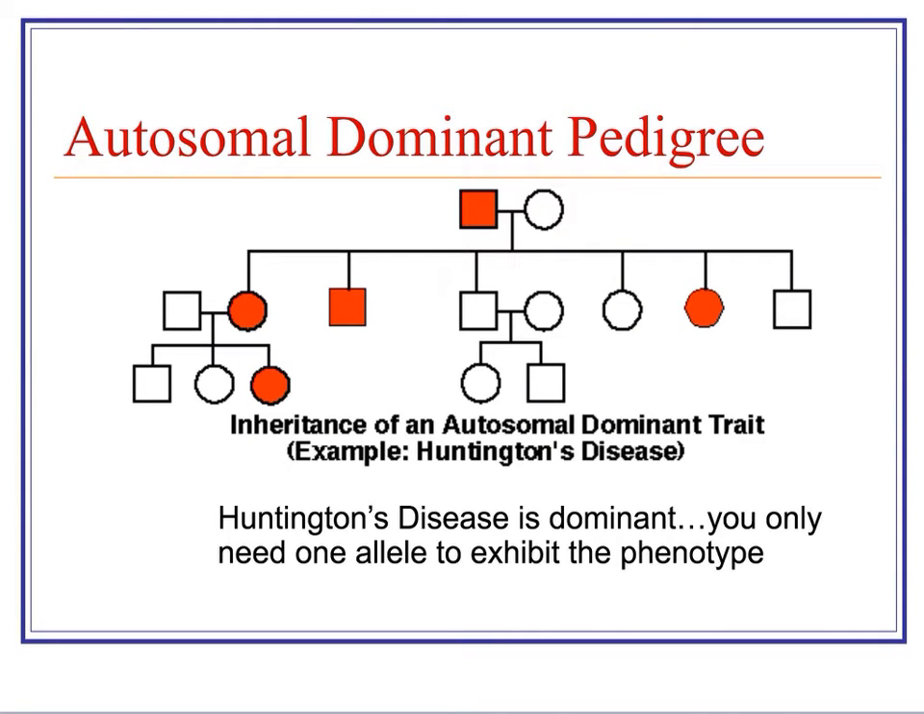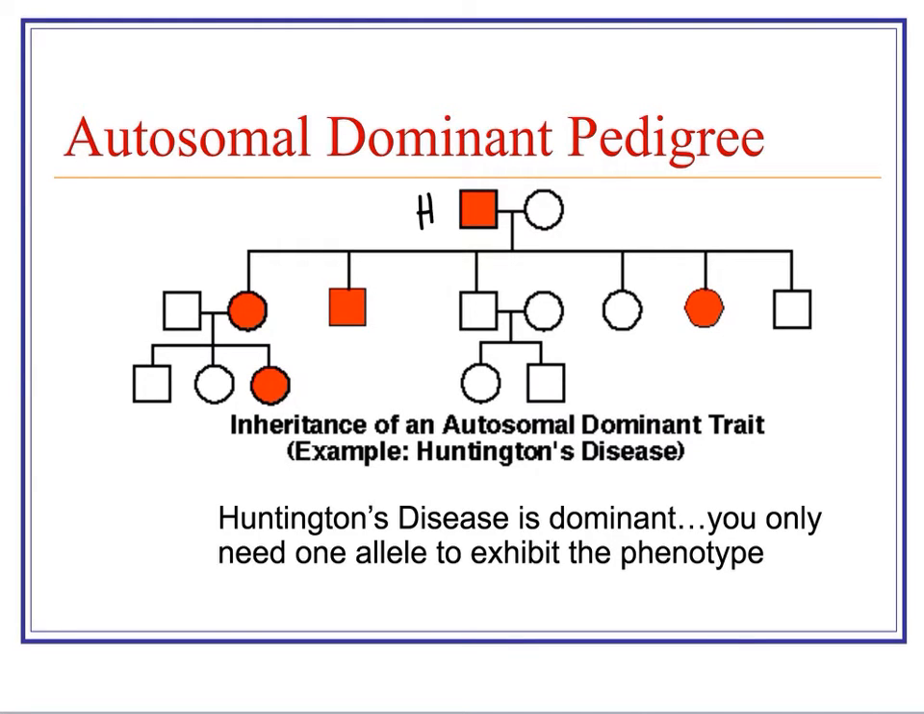Pedigrees become really useful when you're looking at traits. So this is an autosomal dominant pedigree for Huntington's disease. Huntington's disease is something, if you ever watched House, which maybe you guys are too young for House now, but one of the characters had the trait for Huntington's disease. Huntington's is dominant, so you only have 1 copy of the allele, and you'll have that phenotype.